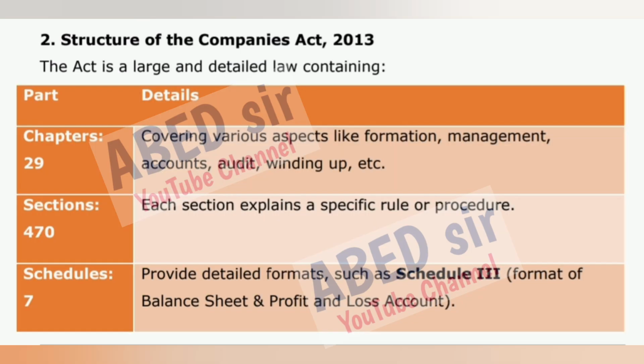2. Structure of the Companies Act 2013. The Act is a large and detailed law containing: Chapters, 29, covering various aspects like formation, management, accounts, audit, winding up, etc. Sections, 470. Each section explains a specific rule or procedure. Schedules, 7, provide detailed formats, such as Schedule 3, format of balance sheet and profit and loss account.